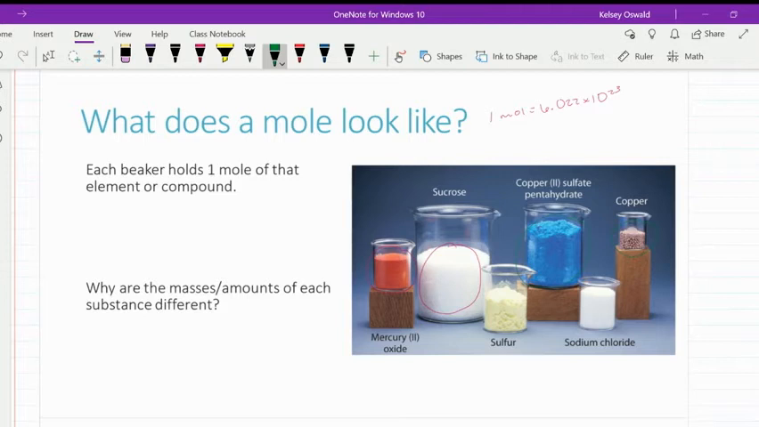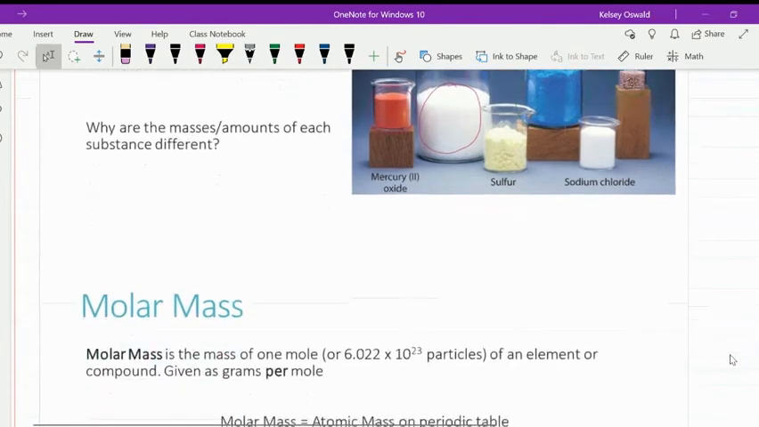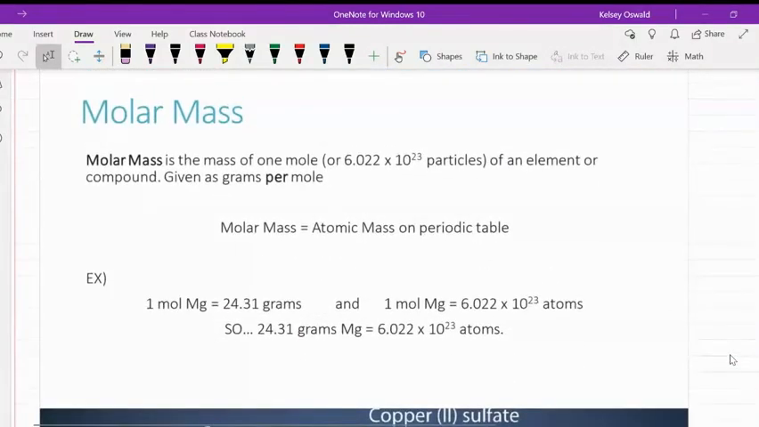So 1 mole of different substances, or 6.022 times 10 to the 23rd particles of different substances, are going to have different sizes. And this has to do with the size of our particles. So if each one has 6.022 times 10 to the 23rd particles in it, it's reasonable to assume then that our sugar particles are going to be bigger than our mercury 2 oxide particles because our sugar particles take up more room.